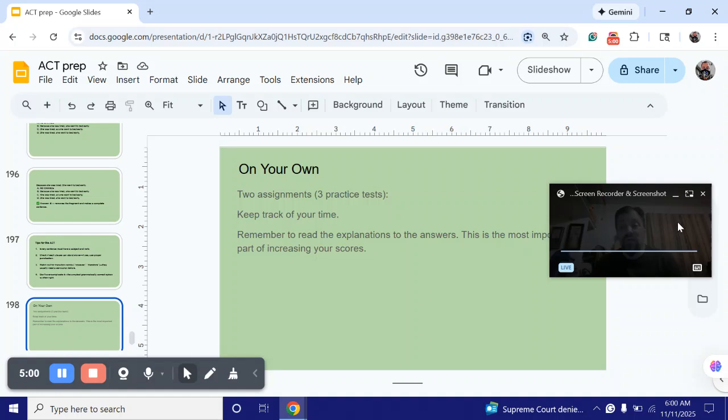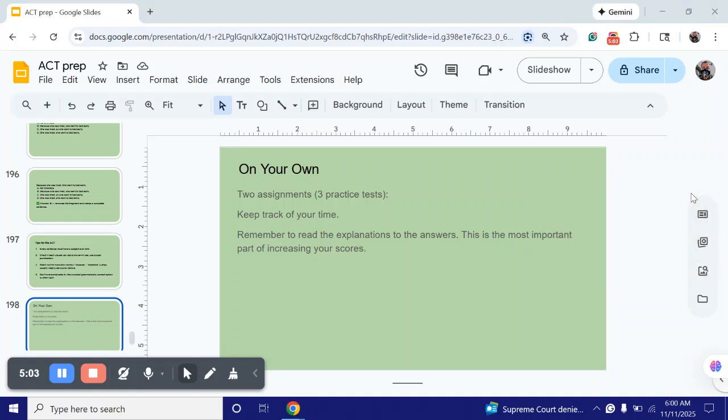Because if you don't, then you take the test and nothing really changes other than you got practice of the test. So you want to make sure that you're increasing your test scores. Read the explanation.